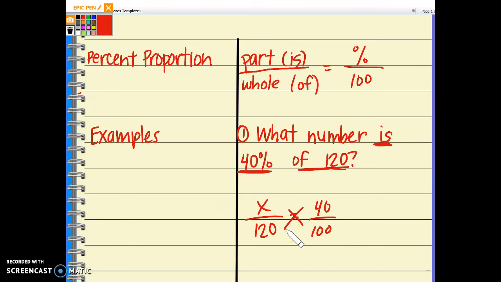We cross multiply. That gives you 100x equals 120 times 40, which is 4,800. We want to solve this one-step equation, get rid of multiplication with division, divide both sides by 100. When you divide by 100, that's the same thing as swooping the decimal twice, which would give you 48. So therefore, 48 would be 40% of 120. Let's try another.